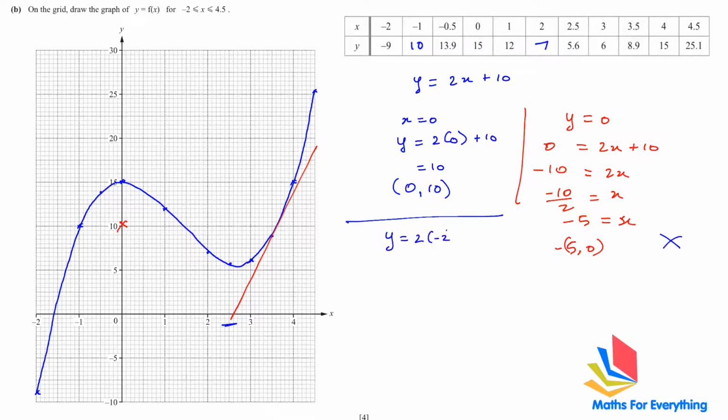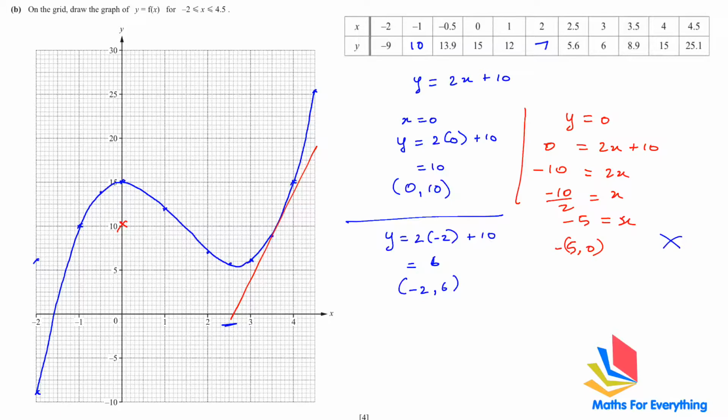What is the value of y we will get? We will get 10. Negative 4 plus 10 is 6. So one point will be negative 2 and 6. That will be here somewhere.